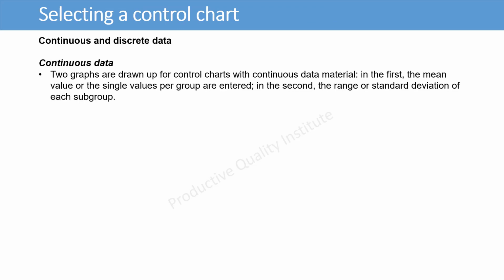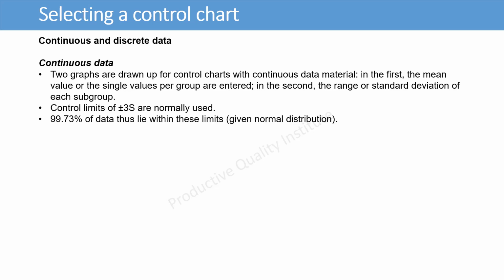Continuous data. 2 graphs are drawn up for control charts with continuous data material. In the first, the mean value, or the single values per group, are entered. In the second, the range, or standard deviation of each subgroup. Control limits of ±3 standard deviation are normally used. 99.73% of data thus lie within these limits, given normal distribution.